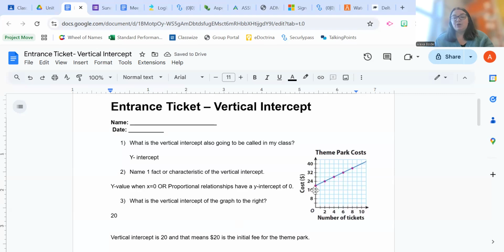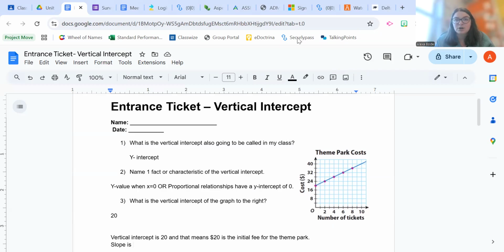Additionally, there is the slope. The slope tells you how much it costs per ticket. This goes up based off the number of tickets you buy. So for the slope for this graph, we can see here that it is going up $4. These 2 points here, we're going from 20 up to 24.